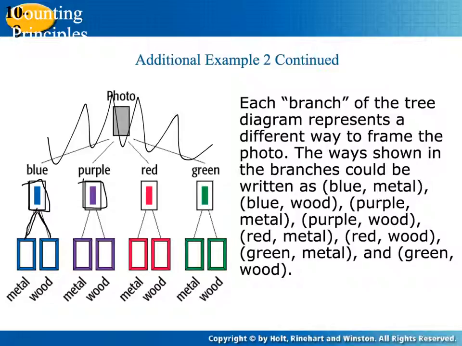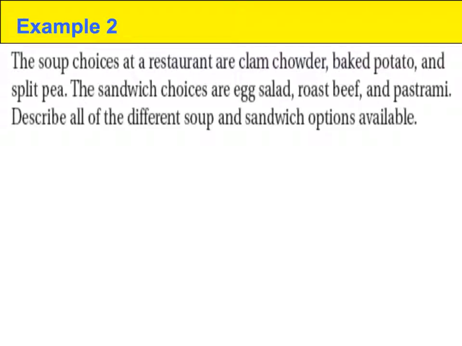So you'll notice on the right side, you'll see all of these: blue metal, blue wood, purple metal, purple wood, red metal, red wood, green metal, green wood. These are all of the different ways. And instead of writing the entire word, I'll show you a shorter way. You can just write using the first letter of each one, and I'm okay with that. But you're going to be writing all of the possible ways. So start off with writing this down, and then we will do this together.